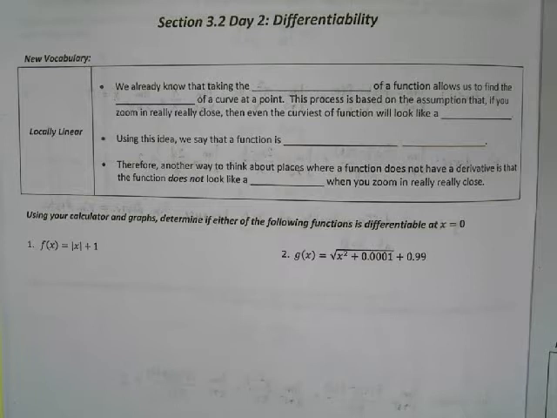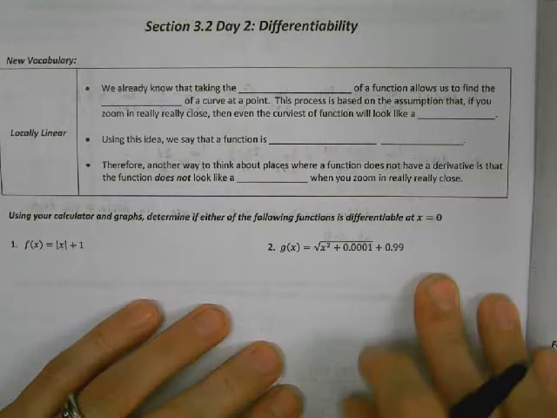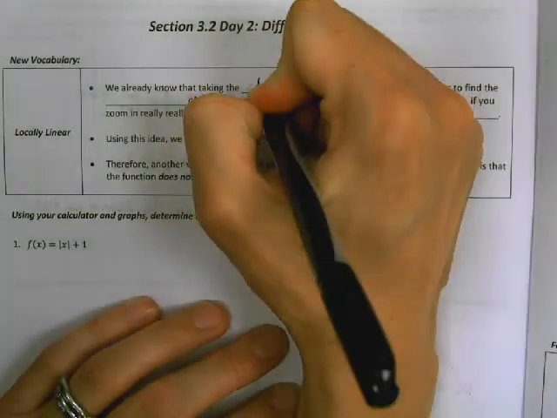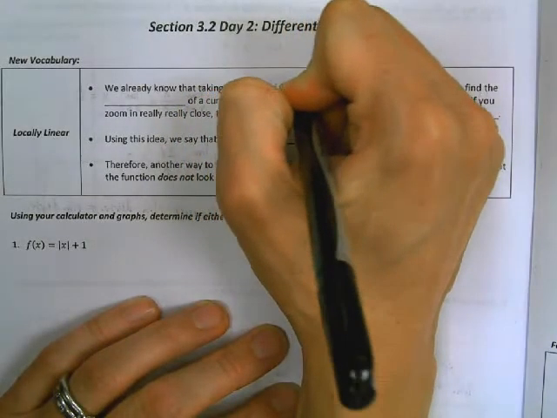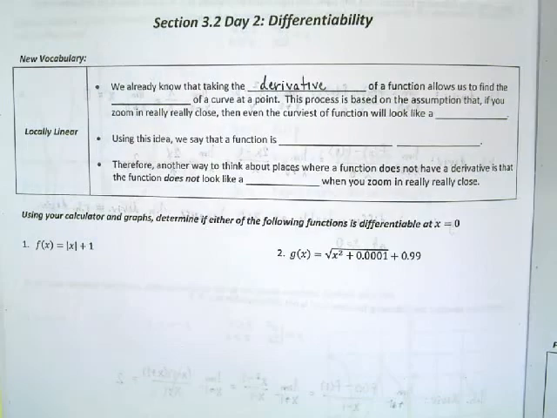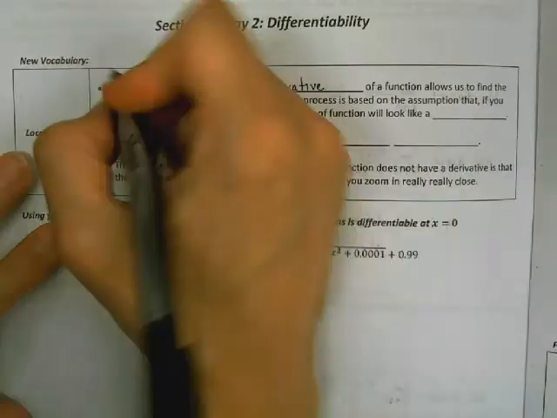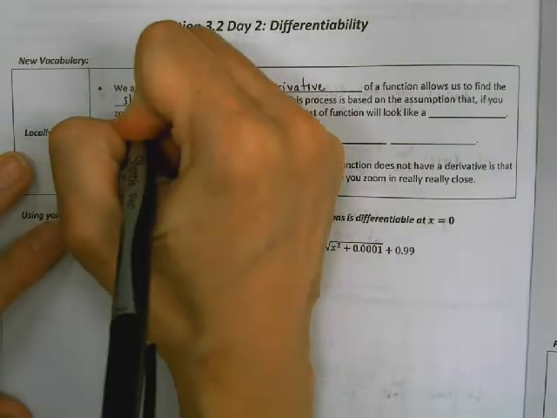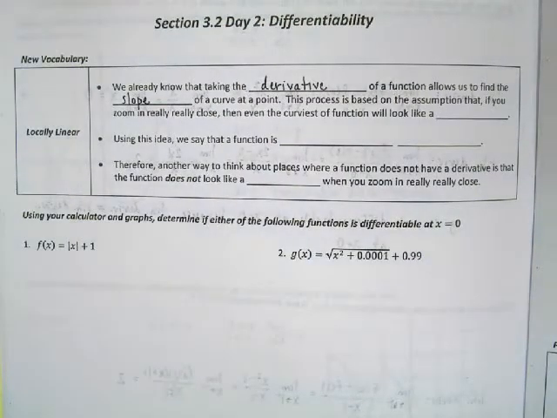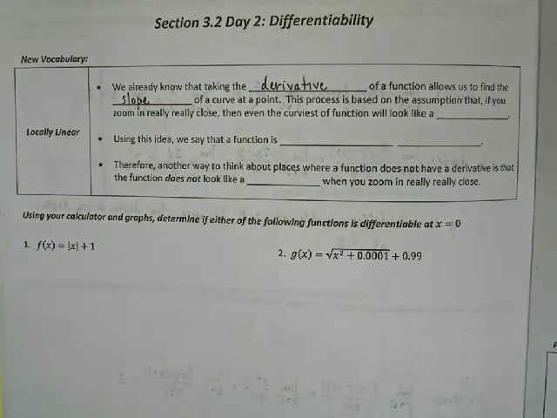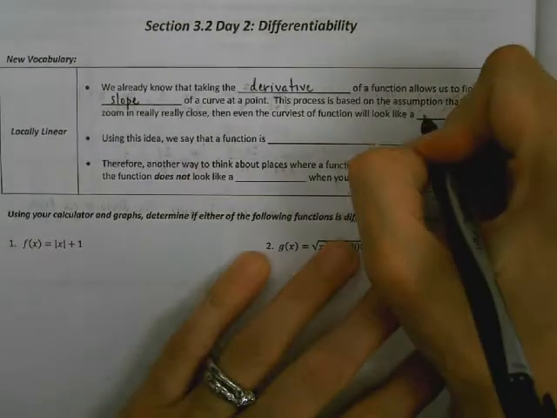So first, for locally linear, the idea here is that we already know that taking the derivative of a function allows us to find the slope of a curve at a given point. So we've talked about how the derivative is just the slope of the tangent or the instantaneous rate of change. Okay, and this whole idea is based on the assumption that if we zoom in really close, even the curviest of functions will look like a line.